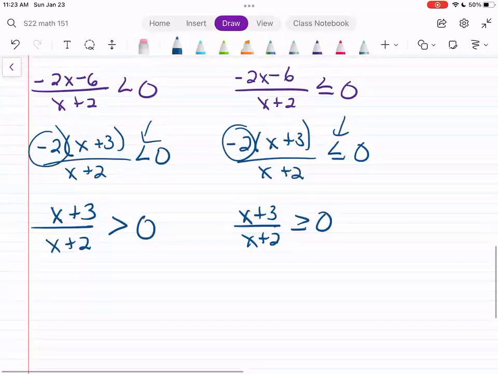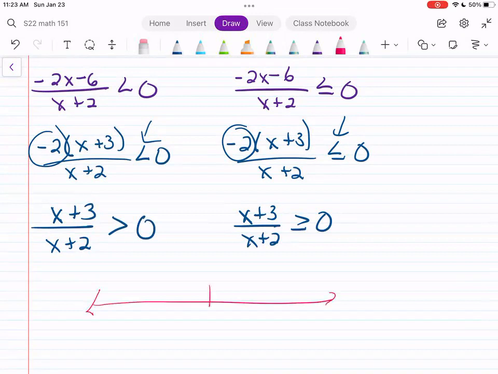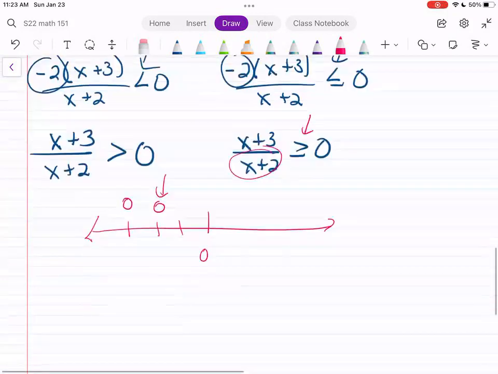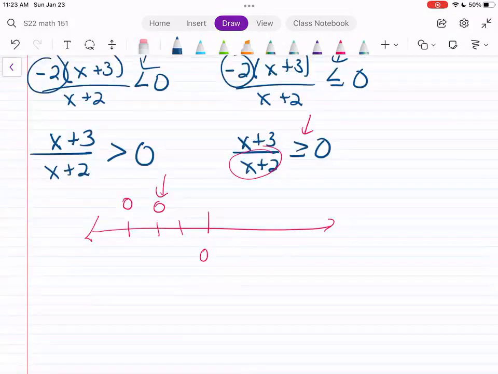Following those steps, we need to find the zeros of both the numerator and the denominator. We see that one of those zeros is negative 3, and one of those zeros is negative 2. This value can never be included even when there's an equal sign, because notice negative 2 is not in the denominator now, or in the domain. Now I'm going to follow the same process. I'm going to pick a point over here. I'm going to choose negative 5.